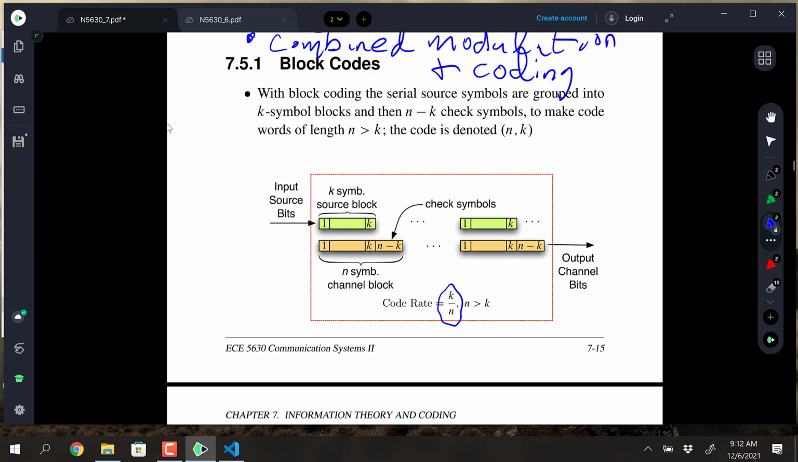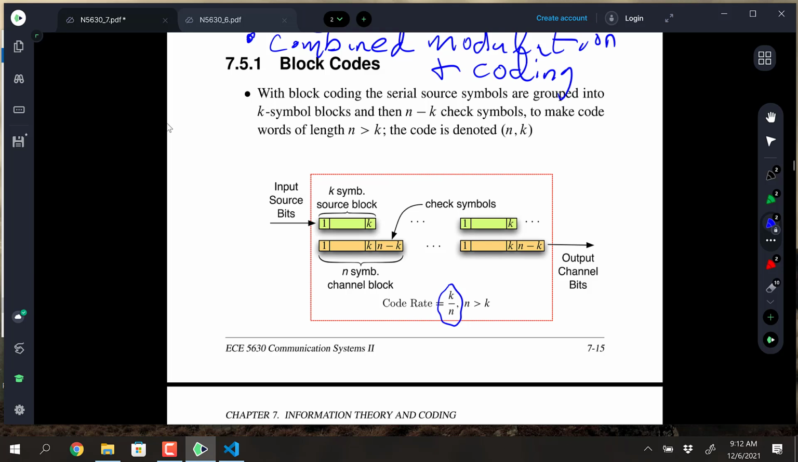In all cases where code rate is talked about, you want to make that number as close to 1 as possible. Say we have a rate 1/2 code, and a rate 1/2 code means n is twice k. So for every source bit, we put out 2 code bits, and that's pretty inefficient.